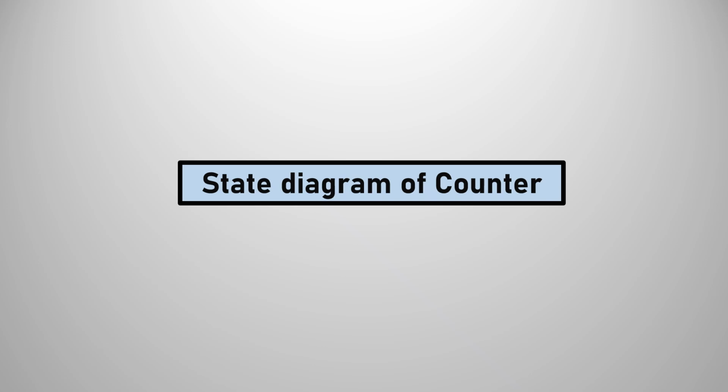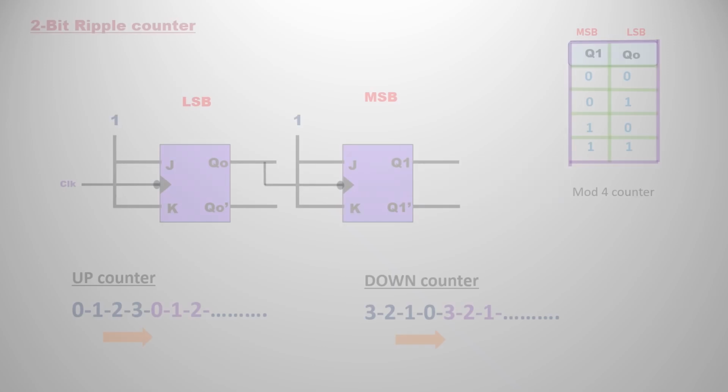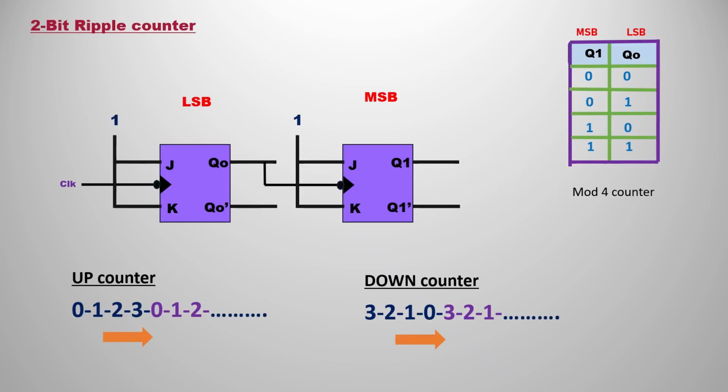In this video we are going to discuss the state diagram of counters. In the previous videos we have discussed counters, an introduction to counters, types of counters, and 2-bit, 3-bit, 4-bit ripple counters. All these things we have discussed in the asynchronous one. Now we are going to understand the basic thing in counters, that is the state diagram. So let's get started. If you consider a 2-bit ripple counter.